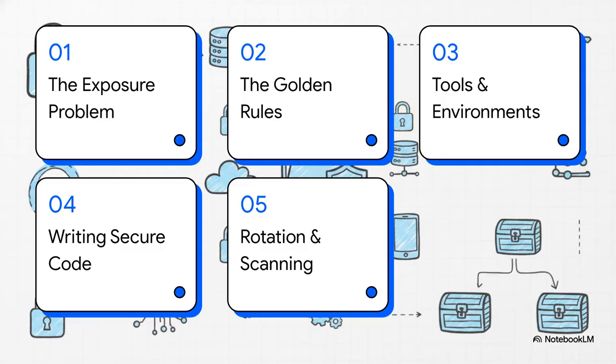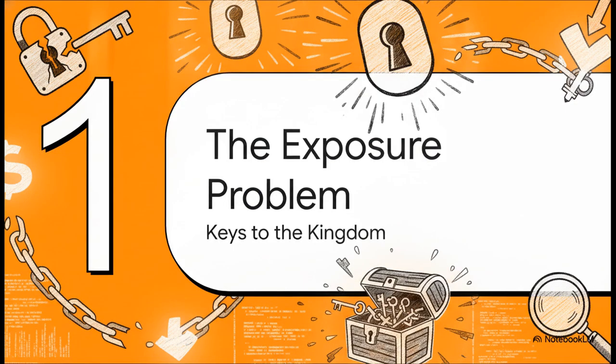Okay, let's dive into this. Here is our game plan for today. We'll start with the secret exposure problem, then hit the golden rules. Next, we'll look at tooling and environments, how to actually write secure code. And finally, we'll wrap up with rotation and scanning. Let's kick things off with Section 1, the secret exposure problem.